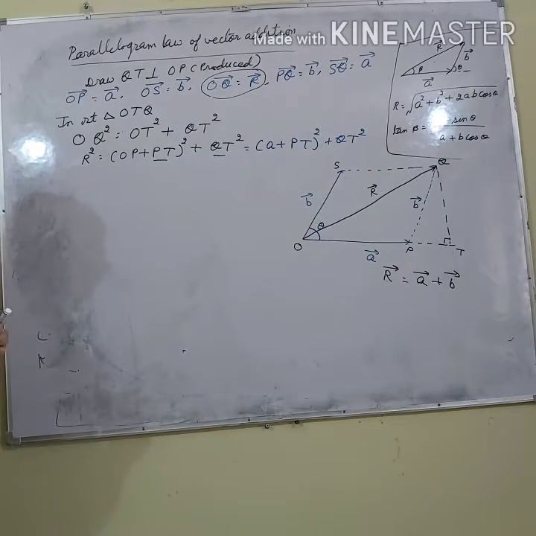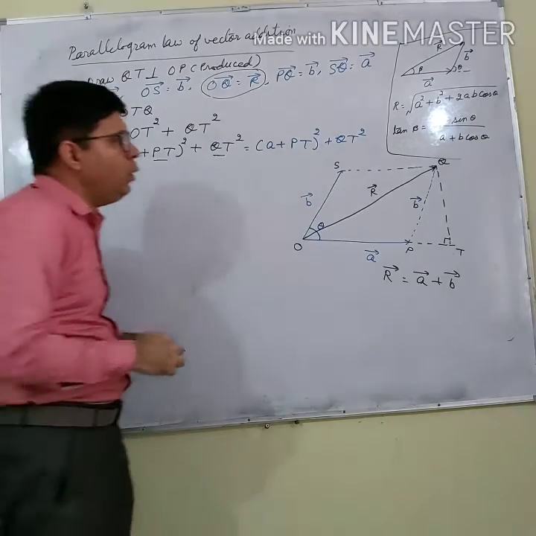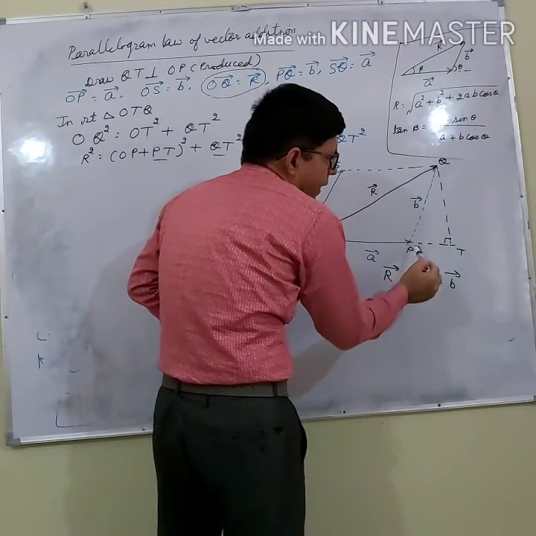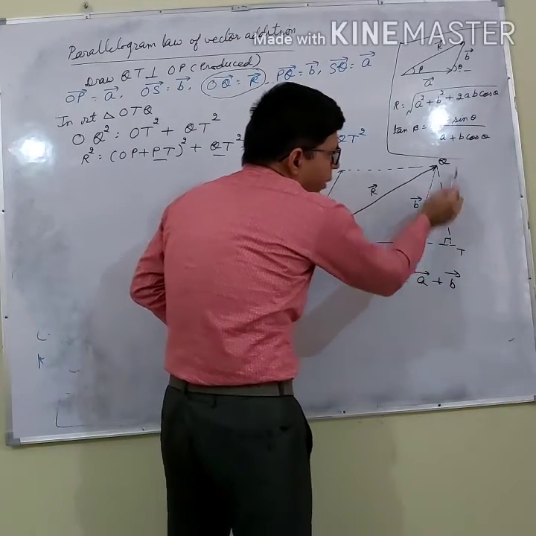So let me calculate PT and QT. Now look at the triangle which has PT and QT, the triangle PTQ.